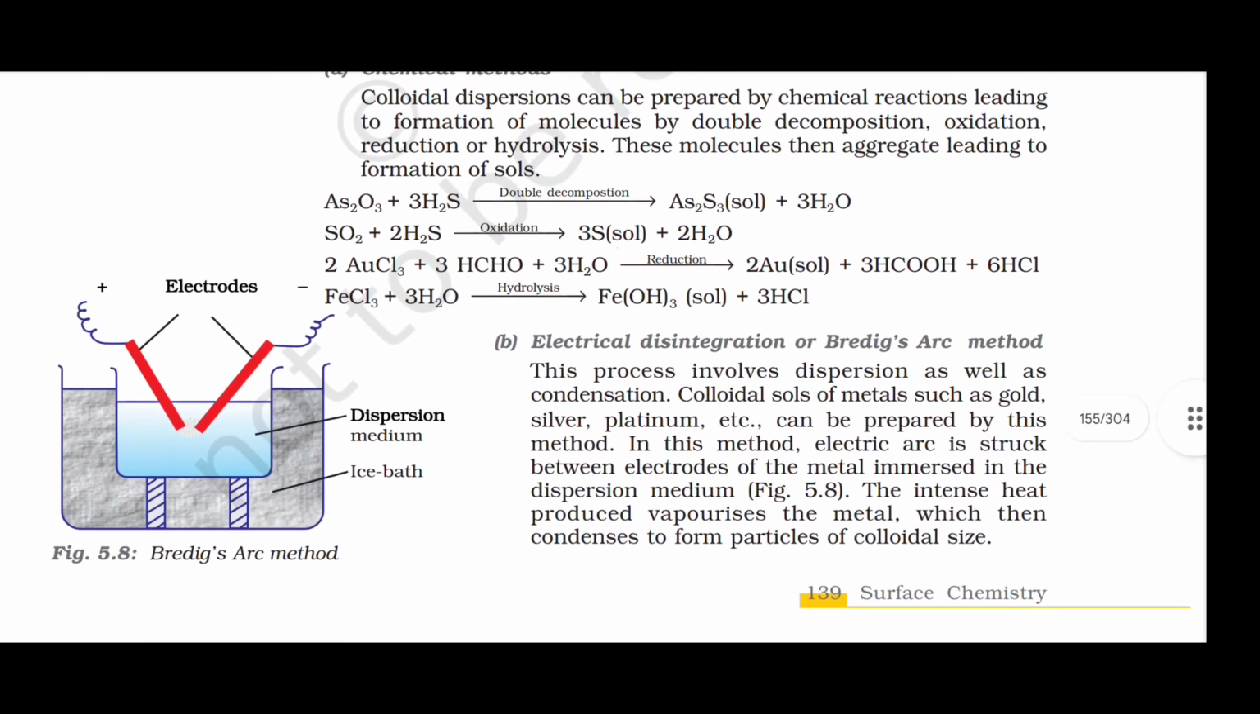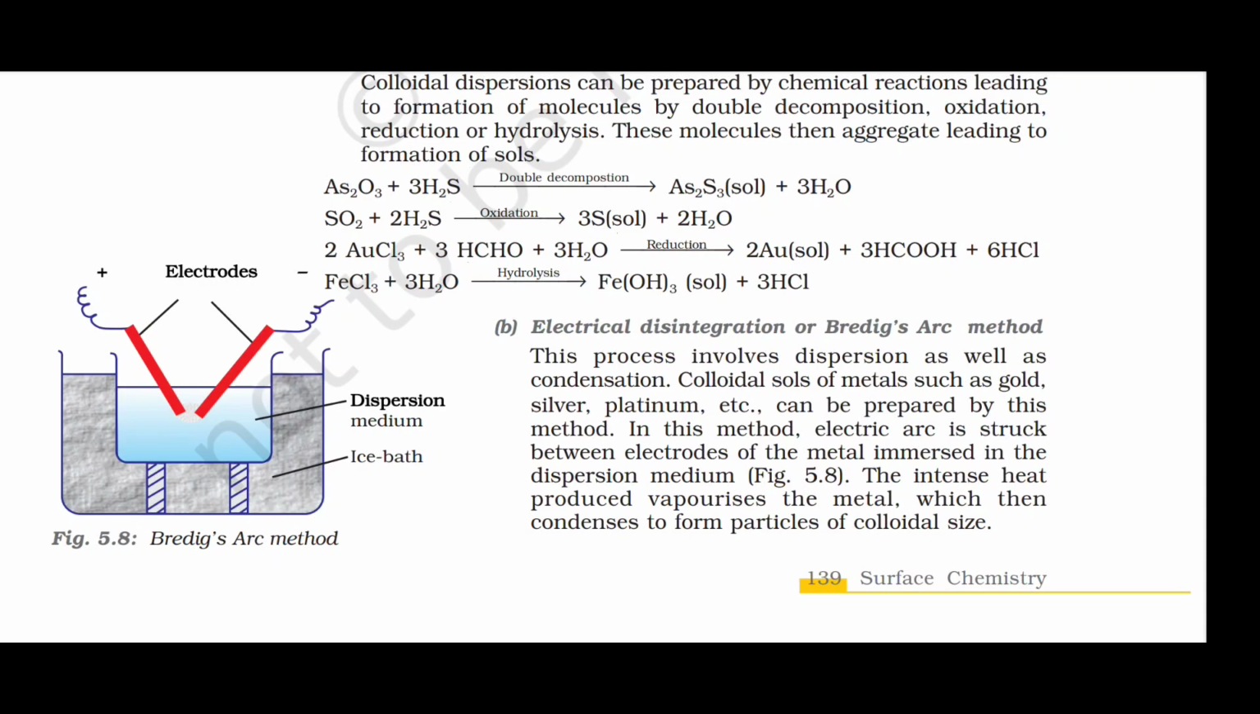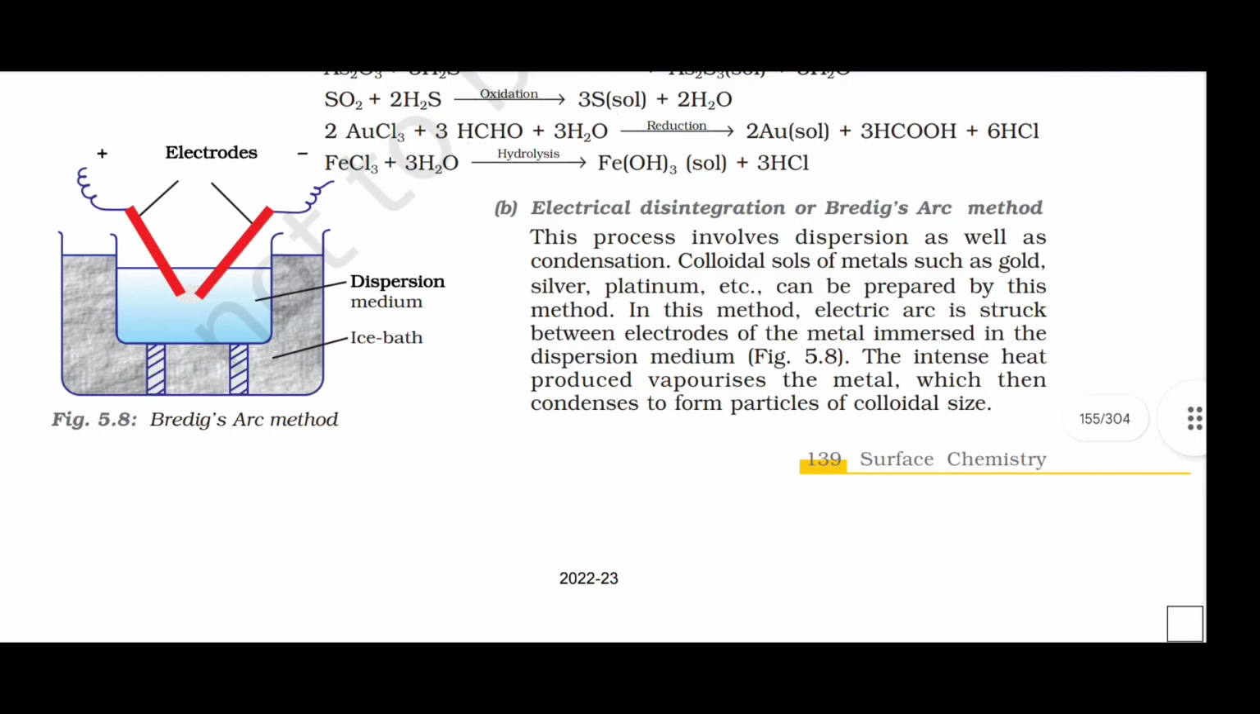B. Electrical disintegration or Bredig's arc method. This process involves dispersion as well as condensation. Colloidal sols of metals such as gold, silver, platinum, etc. can be prepared by this method. In this method, an electrical arc is struck between electrodes of metal immersed in the dispersion medium. The intense heat produced vaporizes the metal, which then condenses to form particles of colloidal size.